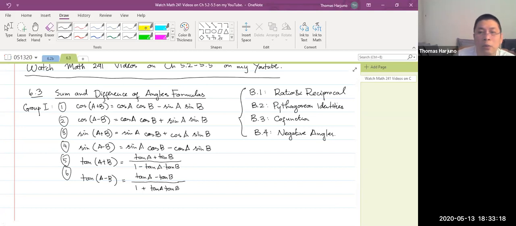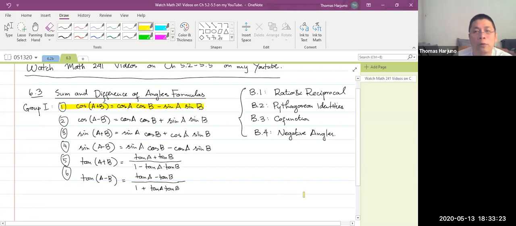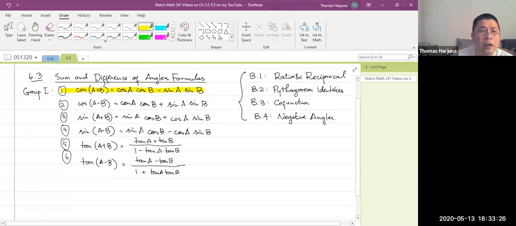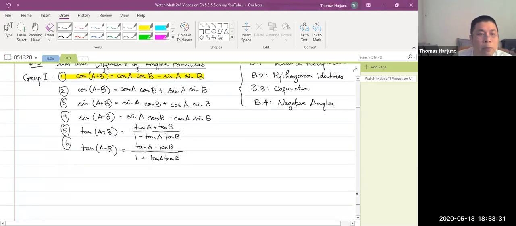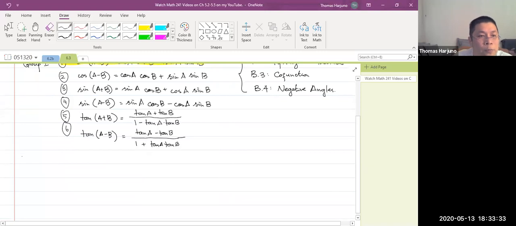But with the time I have, let me prove the first one. I will prove the first one only, and then from there I will use these formulas to do some problems. So, prove that group 1, the first formula, which is cosine A plus B equals cosine A cosine B minus sine A sine B.